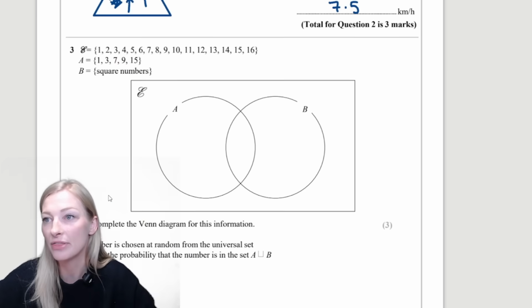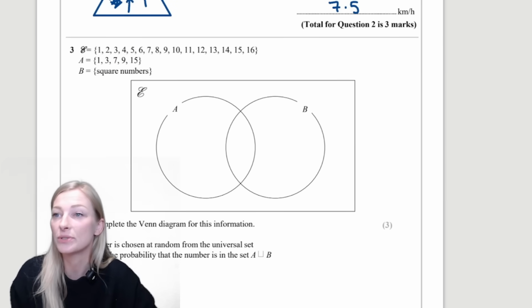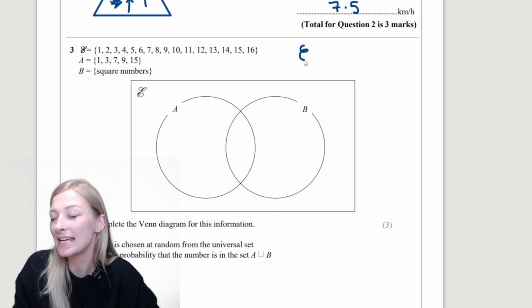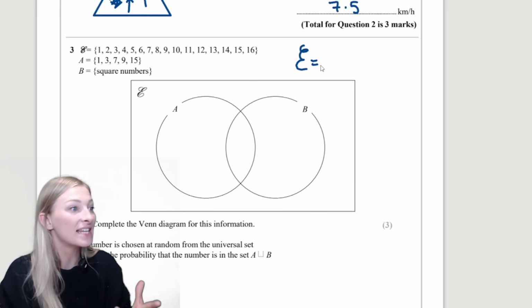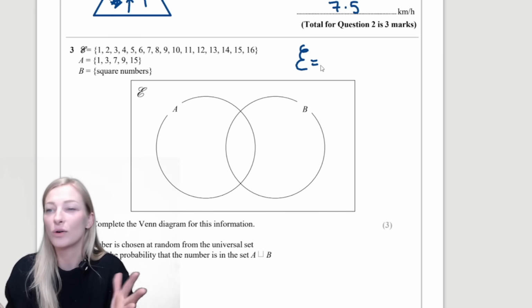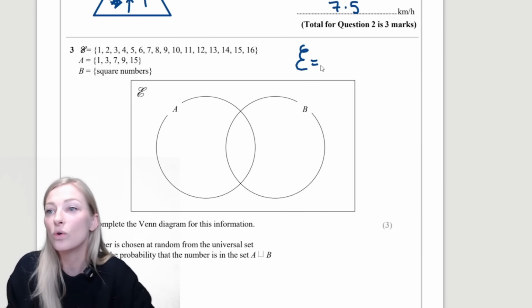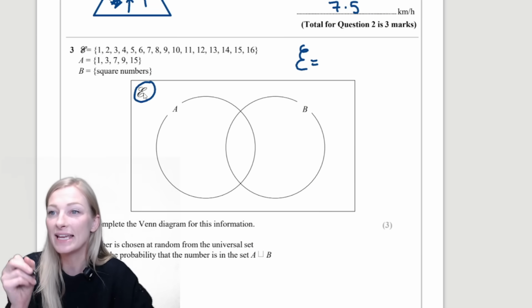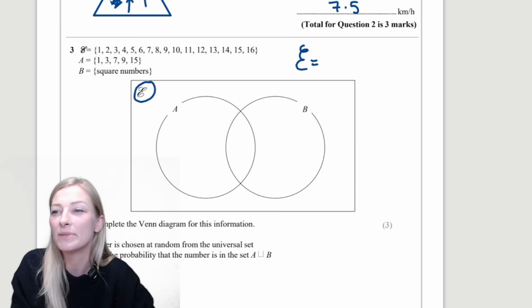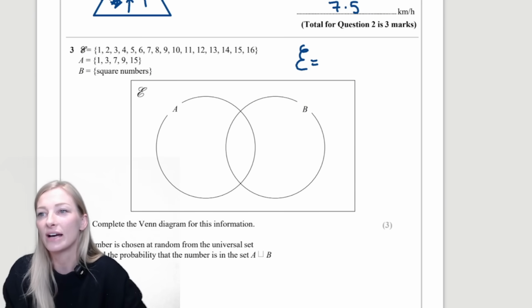Question number 3, and we have a universal set. So this funny squiggly E, that means your universal set. I like to think of it as my universe. It's everything we know about in the world right now. That is your universe. And all of those numbers, 1 to 16, we can see that that funny squiggly E is there as well. And that means that all those numbers need to go somewhere inside that rectangle.